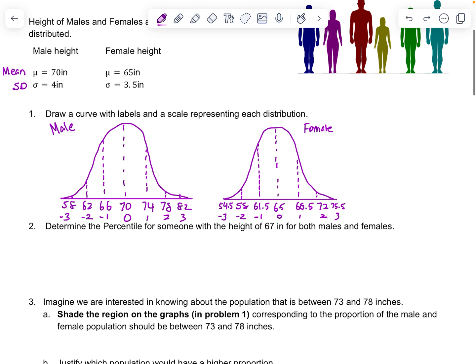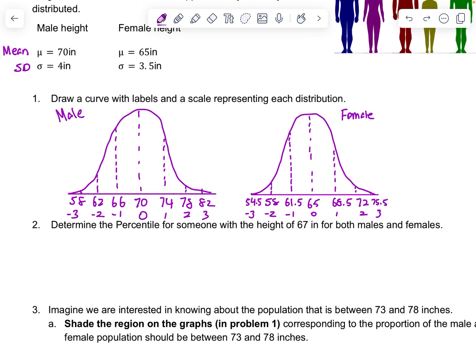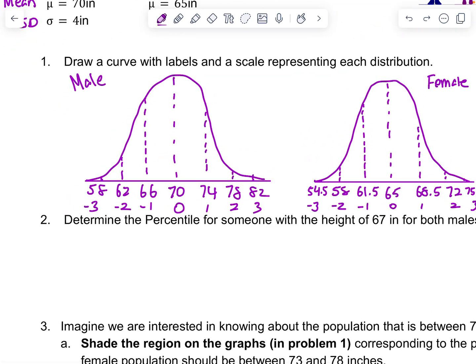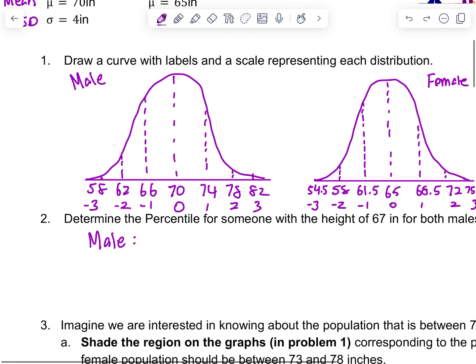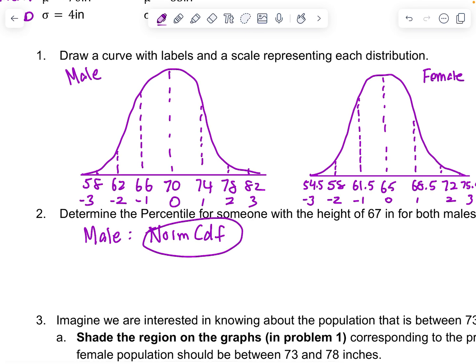Now what we want to do is find the specific percentile, and in order to find the specific percentile, we want to make use of our calculator. Because they ask for males and females, we're going to do two calculations separately. For male, you want to make use of NormalCdf. In your TI Inspire calculator, click on menu, then go to probability, then go to distributions, and then go to NormalCdf.